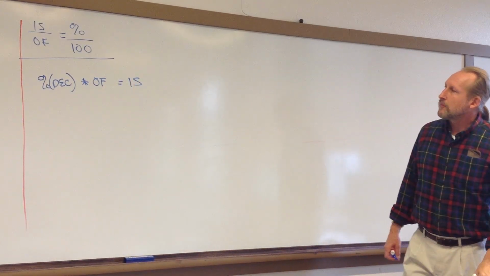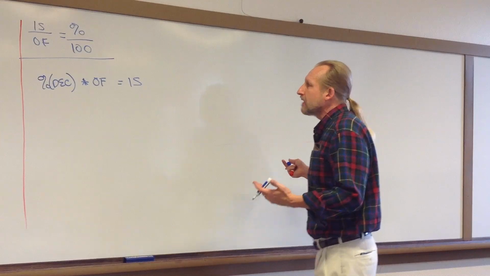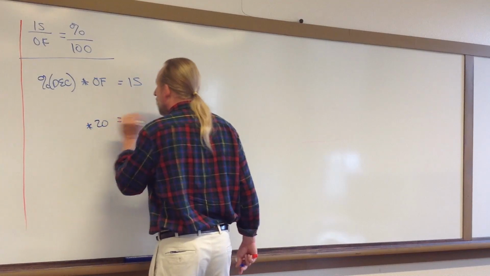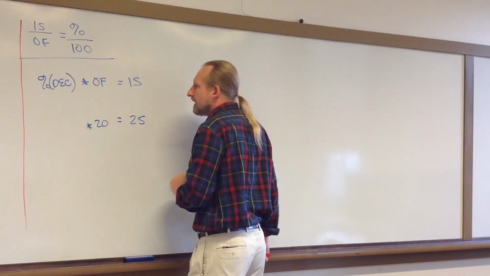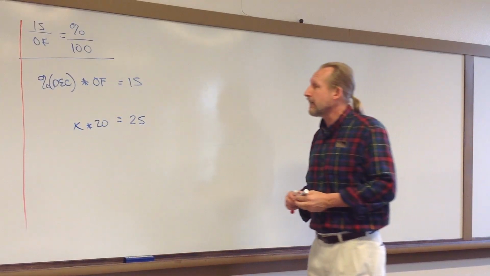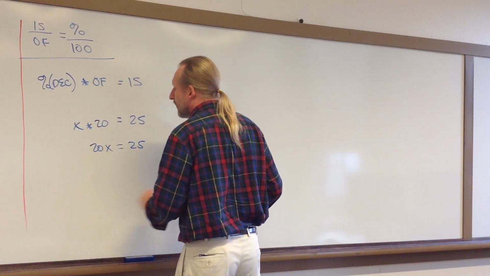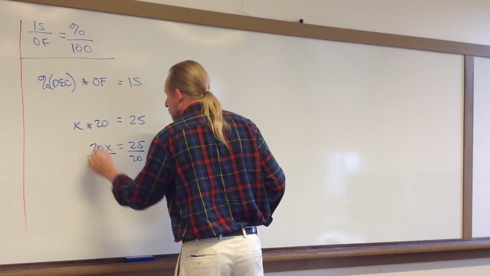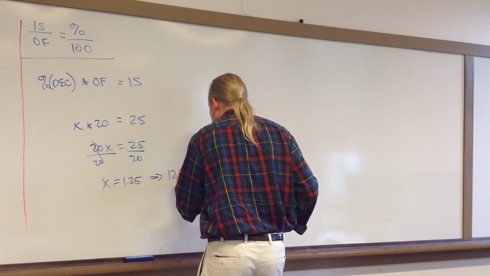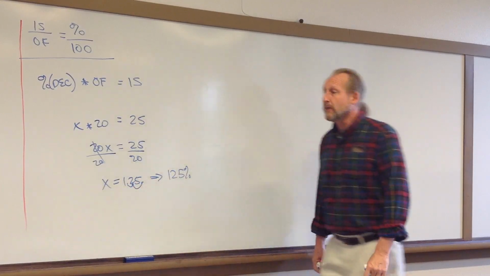Okay? So in that last problem, we wanted to know what percentage of 20 was 25. So the 20 is the of, the 25 was the is, and our percentage as a decimal we didn't know. So we've got a little equation that says 20x equals 25. Divide on both sides by 20. X is 1.25. And then we want to make that into a percentage, 125%, and we do that by moving this decimal 2 places to the right.